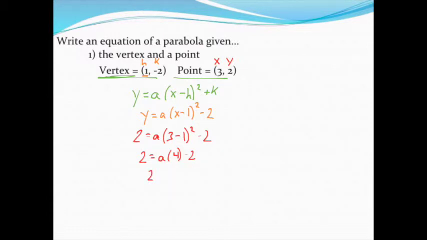A is being multiplied by 4. So let me rewrite this in a more convenient way. Make sure I say 4a minus 2, so I am following order of operations and not subtracting things that are not like terms. So add 2 to both sides, and then divide by 4. So it turns out that a is equal to 1, which tells me a little bit about the parabola.